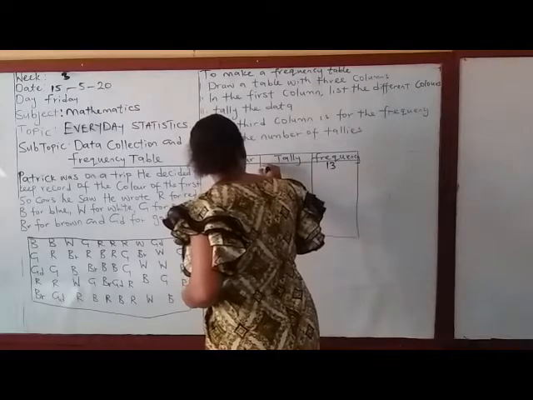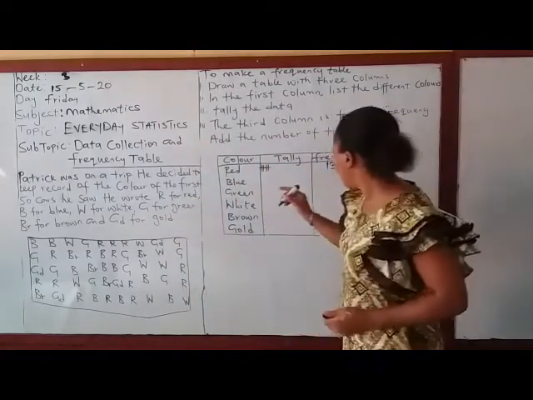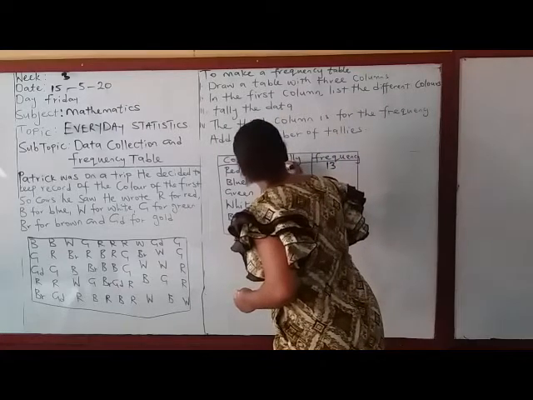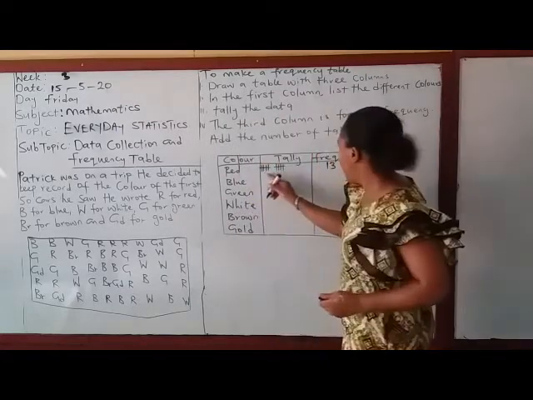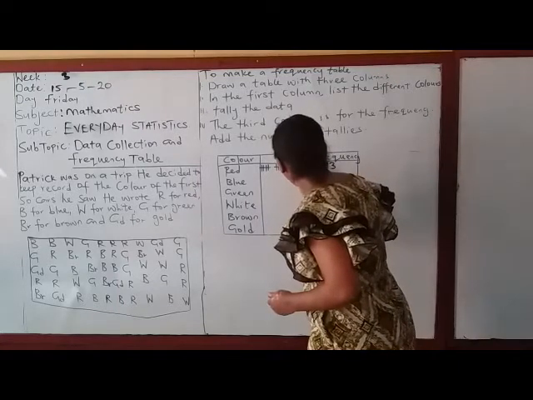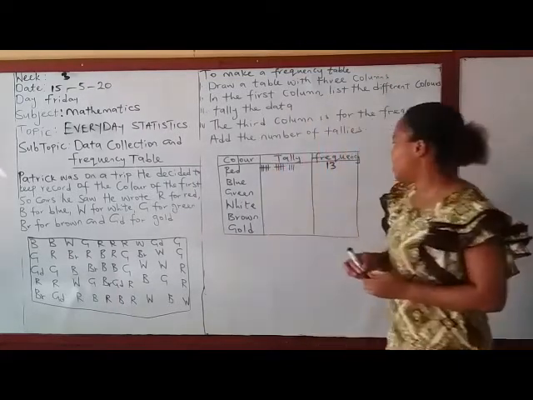1, 2, 3, 4, cross it. This is 5. Remember, it's 13 that we want to tally. 1, 2, 3, 4. This is 5, 10. 1, 2, 3. So this is tally for 13.